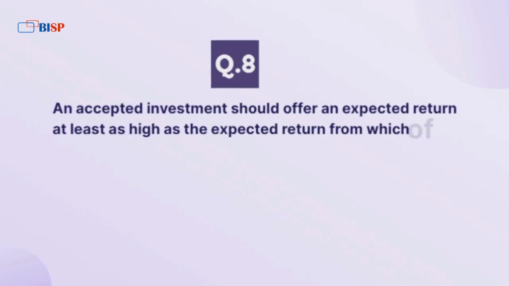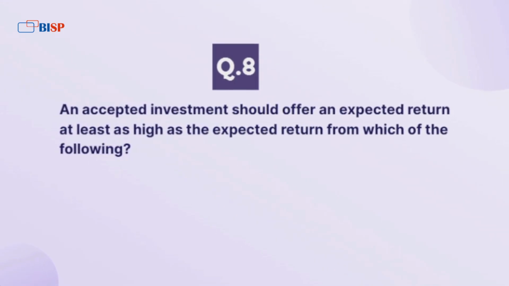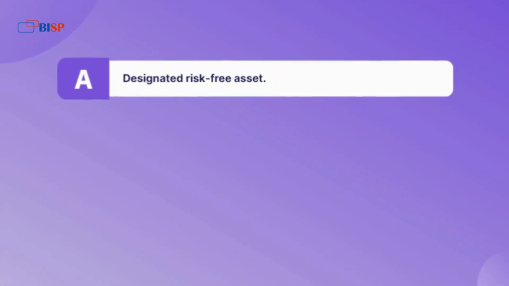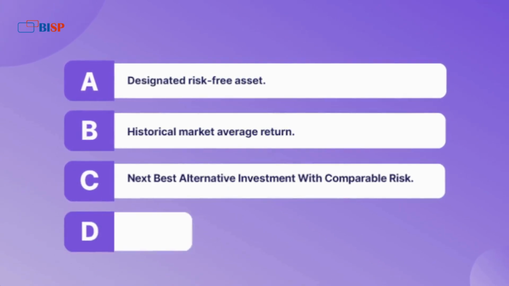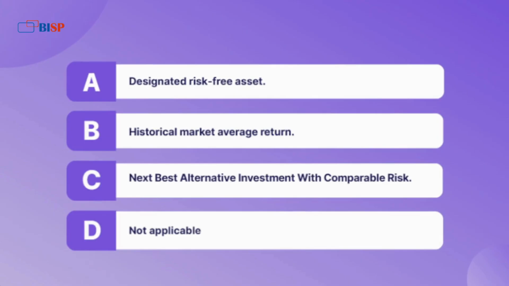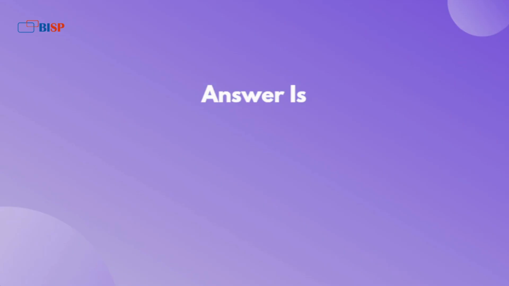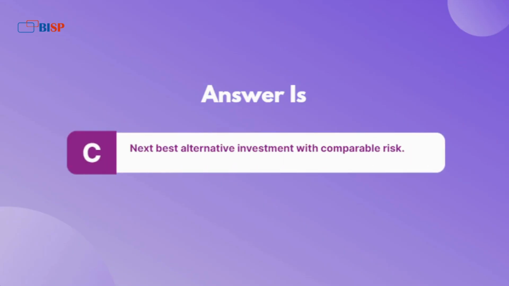An accepted investment should offer an expected return at least as high as the expected return from which of the following? A. Designated risk-free asset. B. Historical market average return. C. Next best alternative investment with comparable risk. D. Not applicable. Answer is C. Next best alternative investment with comparable risk.